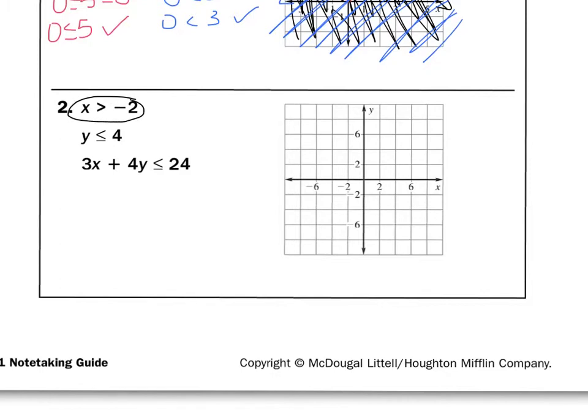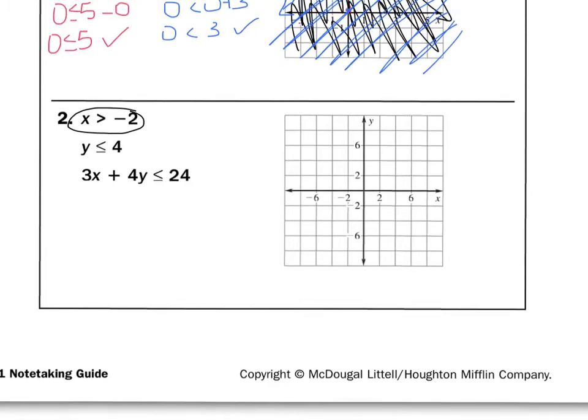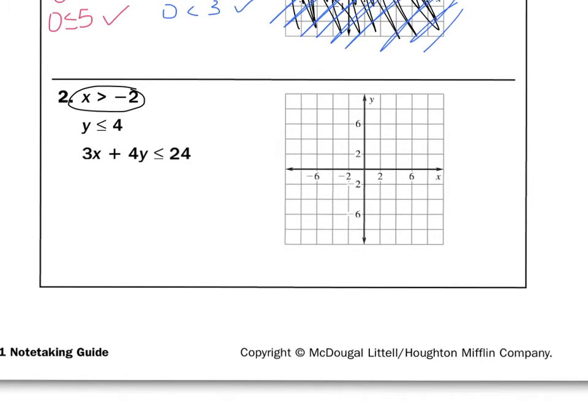That is going to be a vertical line at negative 2, and it's going to be dashed. And we're going to shade to the right of that because it was greater than negative 2. So we're shading this side.